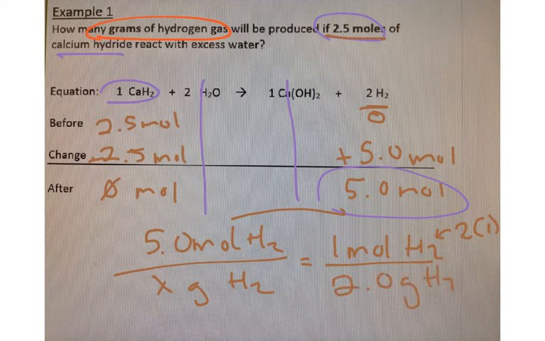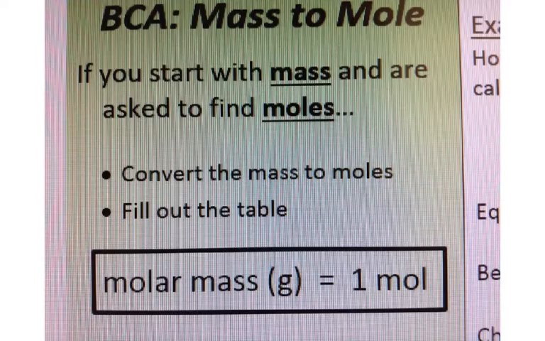I'm going to cross multiply, and I get 10.0 grams of hydrogen. But rounding to the correct number of sig figs, I'm going to reference my problem, and I've got 2.5, which is 2 sig figs. So my answer should be 10 with a decimal point. So get rid of that. And I'm going to have 10 grams of hydrogen is how much I could produce.